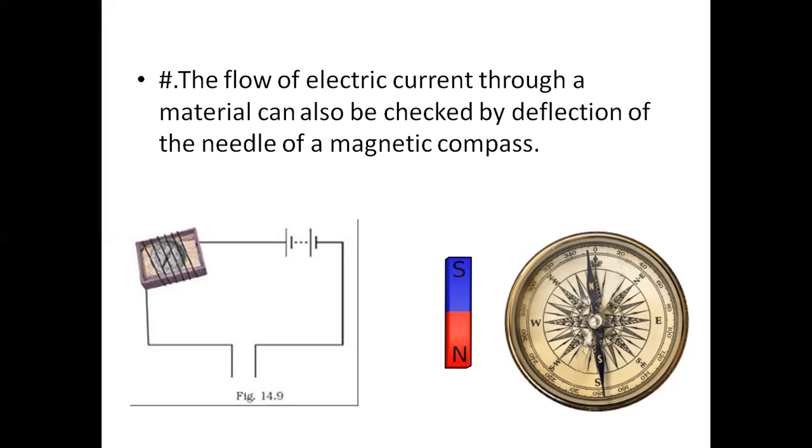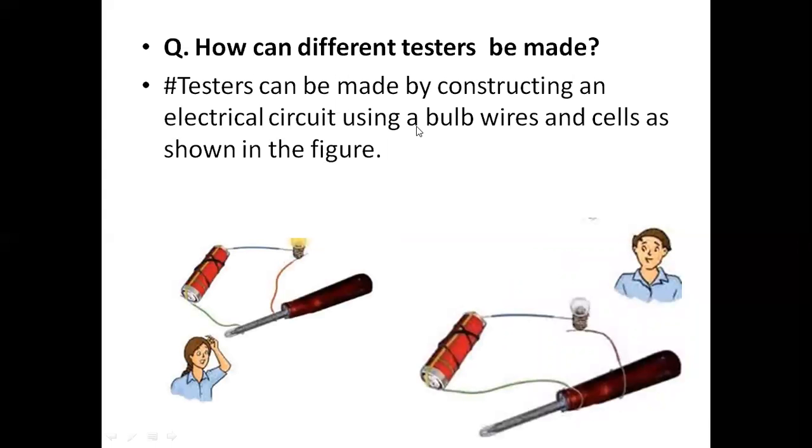We know whenever electric current flows through a conductor, it produces a magnetic field. That means here we don't have any permanent magnet, but simply we are passing electric current. By that, if it deflects, it is a conductor. The flow of electric current through a material can also be checked by deflection of the needle of the magnetic compass. If it deflects, that shows the given material is a conductor. This is another way of constructing a tester. So we have seen the first one, using circuits.